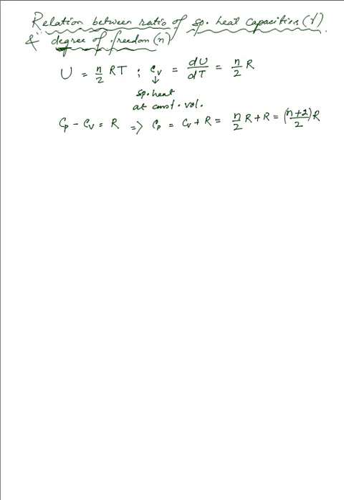So with those values now available to us, we can calculate the value of gamma, that is the ratio of the specific heats, which is Cp over Cv. In Cp over Cv, the 2's and the R's get cancelled out. We have N plus 2 over N, and that can be written as 1 plus 2 over N. Now, as for the monoatomic gas, we have N equal to 3 as discussed earlier.